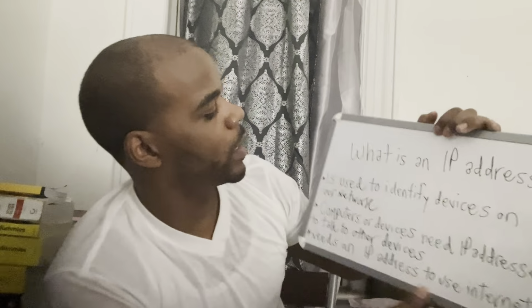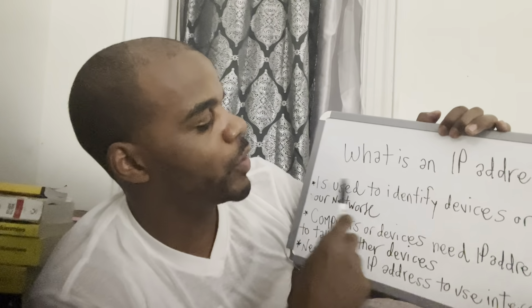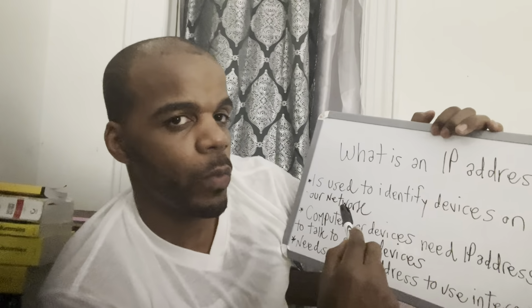Today I'm going to break down what is an IP address. We always hear the word IP address and sometimes the word just sounds confusing. So today I'm here to break down what is an IP address. It's used to identify devices on our network. So when we have an IP address, all devices on the network have an IP address. That's how each device gets identified on the network.